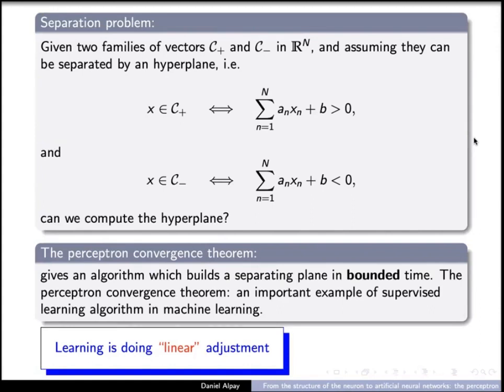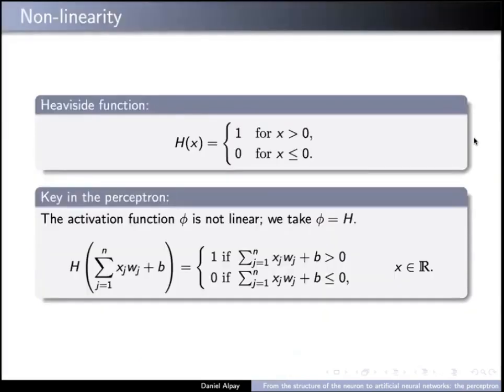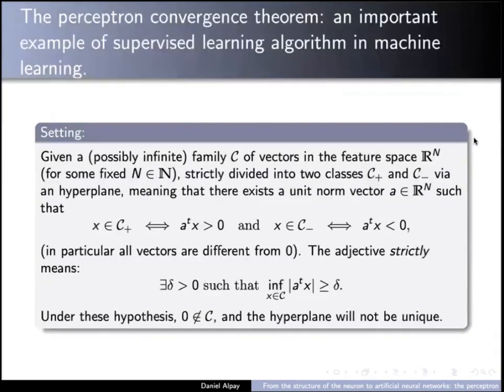And so can we compute the hyperplane? I want a hyperplane. And so here learning is doing a linear adjustment. We'll see that each time it makes some adjustment. And so here is a recall. So maybe it answers a bit, in one moment it will answer a question you have. But here it's just recalling what the perceptron is, but now how do we do it?